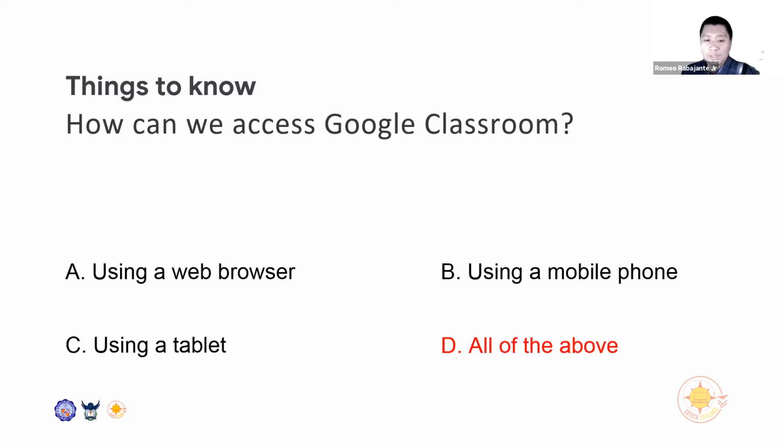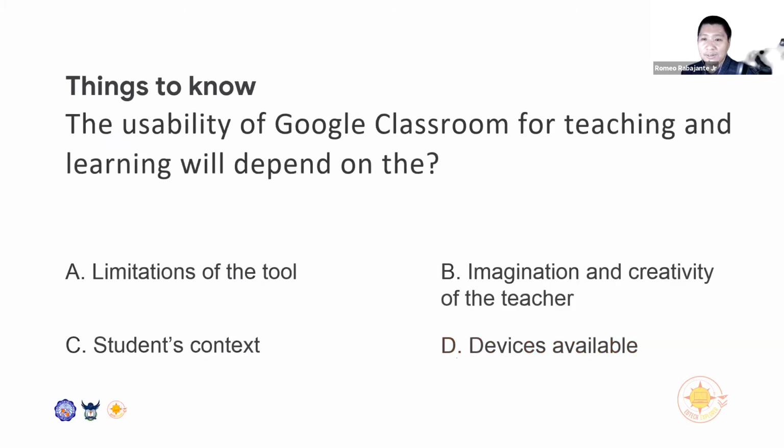All right, for our last question, the usability of Google Classroom for teaching and learning will depend on: A, limitations of the tool; letter B, imagination and creativity of the teacher; letter C, students' context; and letter D, devices available.